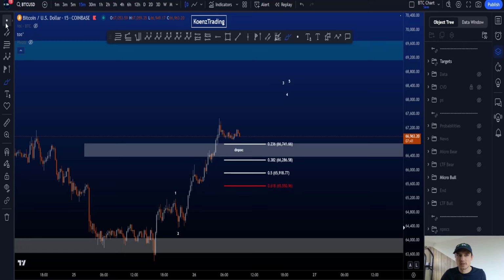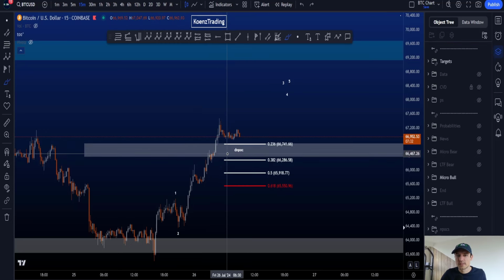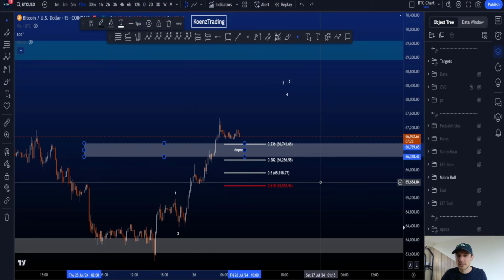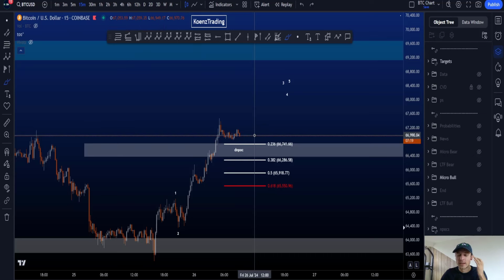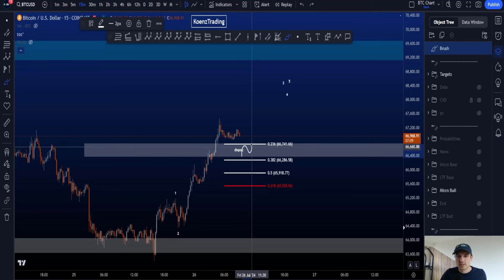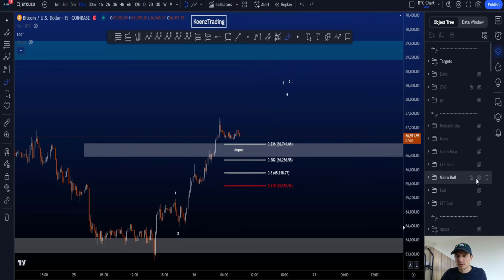Now, we did have the resistance area over here, which did not really act as resistance. We had a daily naked point of control, a little bit of ranging, but we moved above this area. So now this area can act as support, sitting between 66.3k and 66.8k. We can then observe the reaction and preferably see some nice signs of strength. And something I like to look for is local market structure changes with some bullish CVD divergences as well.